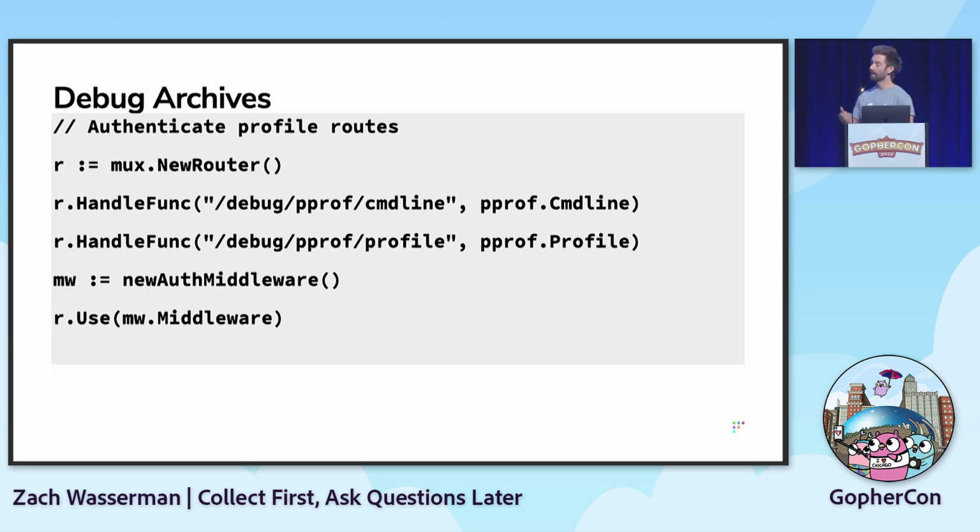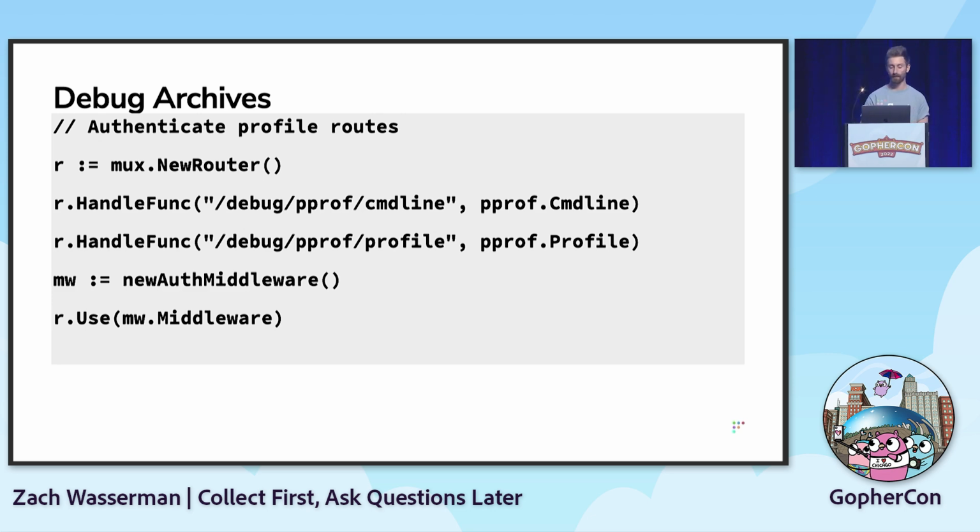So in this case, we're using the Gorilla Mux router. We attach the handler functions, which are just the command line and profile functions that come from the net/http/pprof. And again, this is where Go is really cool. Like, we've got this standard interface for what a handler looks like. It doesn't matter which routing library we're using. We can attach these handlers and get the benefits of this.